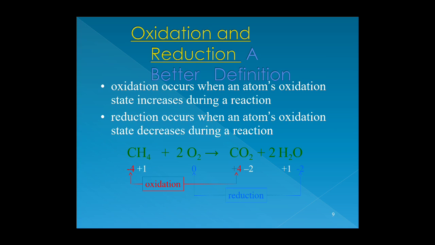Oxidation occurs when an atom's oxidation state increases during a reaction. Oxidation state, अभी हम इसका निकालना सीखेंगे कैसे निकालते हैं oxidation state. अगर इसकी oxidation state +1 से +2 हो रही है मीन्स उसका oxidation हो रहा है.